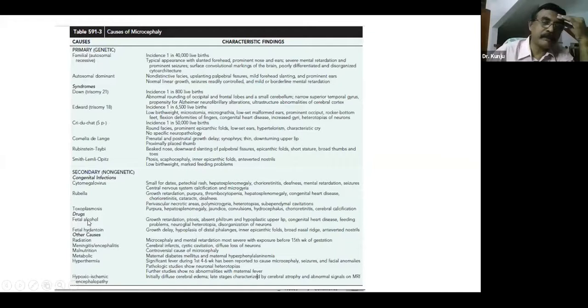And fetal hydantoin syndrome, then other causes like radiation, meningitis, encephalitis, malnutrition, which is a controversial cause of microcephaly, and metabolic causes. Then hypothermia and hypoxic ischemic injury. These are some of the acquired microcephalies. I will be coming to that later. So you always remember this table and it will be easier. And these characteristic findings are given also, you can read it each time and you will remember.